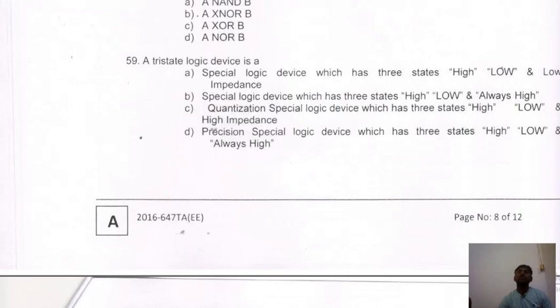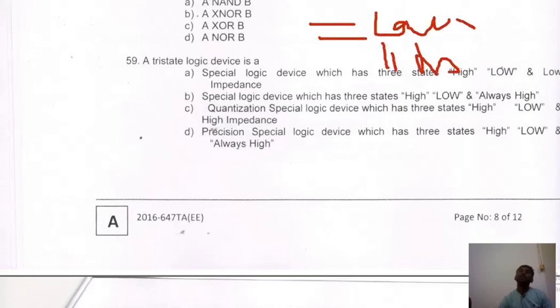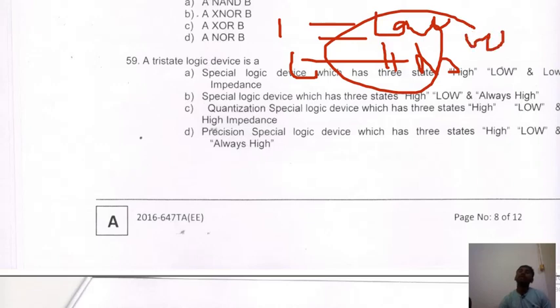A tri-state logic is in a digital device where we have 3 states: either a lower state or a higher state. If you give logic 1, it will go high, and with the other logic it will give low. The third state in this special logic is a very high impedance state, which will not give anything.